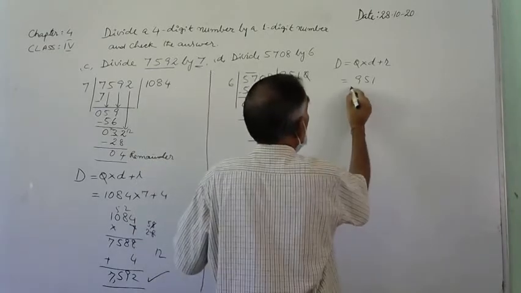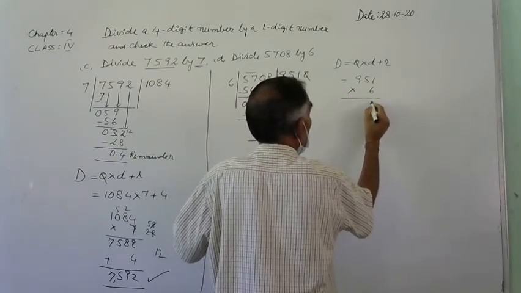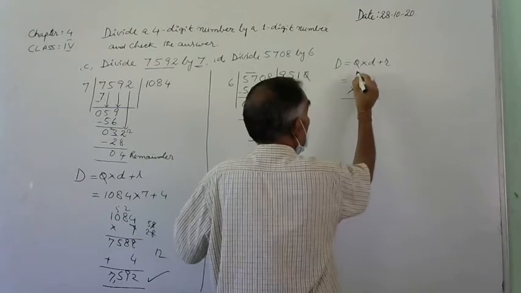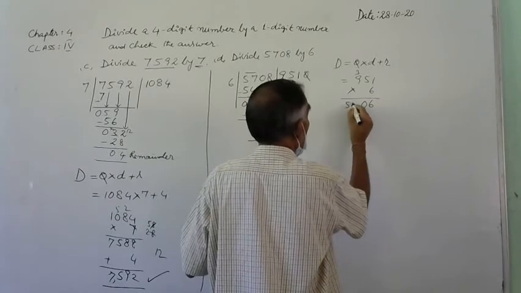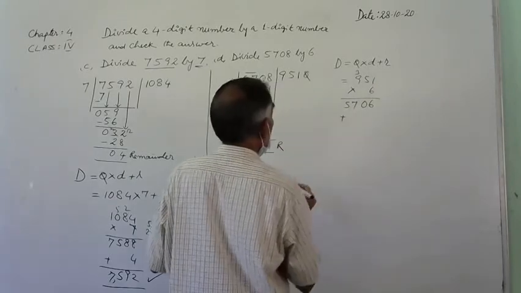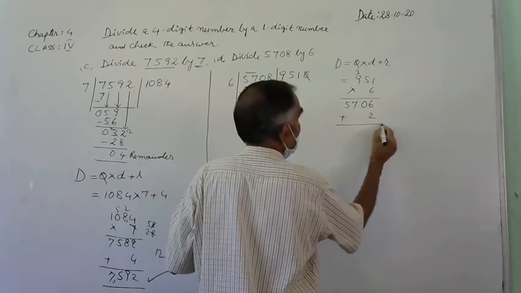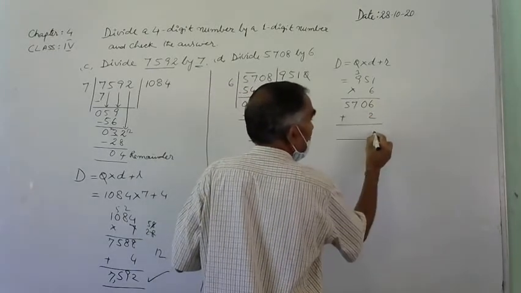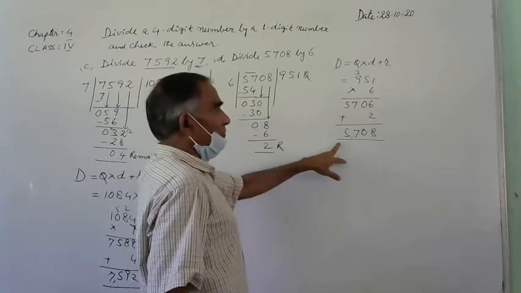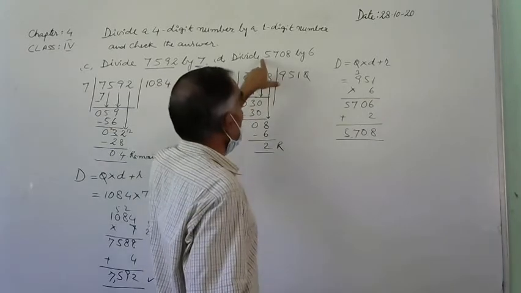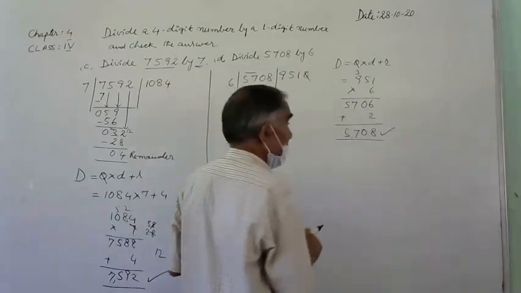951 into what is the divisor? 6. 6 ones are 6. 6 5s are 30. 0, 3 carry. 6 9s are 54 plus 3, 57, plus what is the remainder? Remainder is what? 2. Right. Plus 6 plus 2, 8, 0, 7, 5. What is the dividend here? 5,708. What was our dividend? 5,708. Both are correct. It means our process is right.